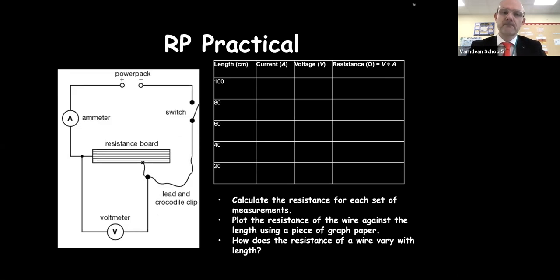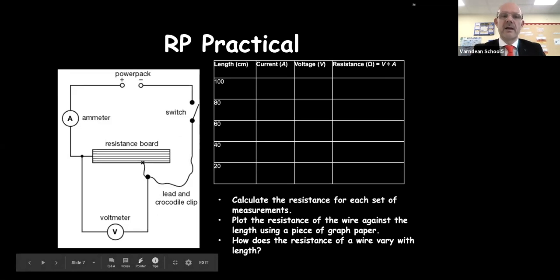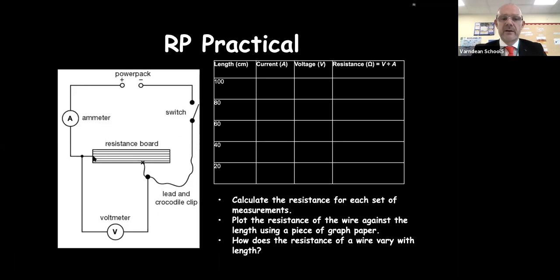That's fine. But what's really important here is that we talk about what we're actually doing. So what we're doing is, this resistance board generally has a meter ruler on it. So it's very easy to get the crocodile clip and measure out 10 centimeters, 20 centimeters, 40 centimeters, however long you like, of wire. Okay.